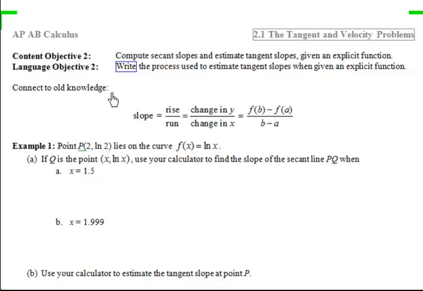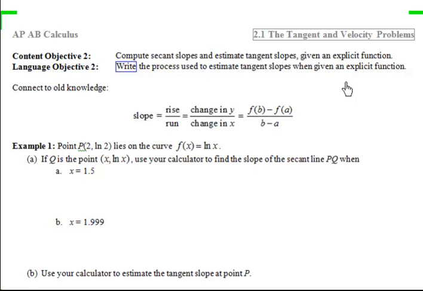You can be given things in a table of data. You can be given things verbally, like in a story problem, or you can be given functions or information about a problem graphically. So in this particular content objective, we're working with explicit functions. So this is an analytical or algebraic application of this whole concept of tangent and velocity. So first we'll connect to our old knowledge.